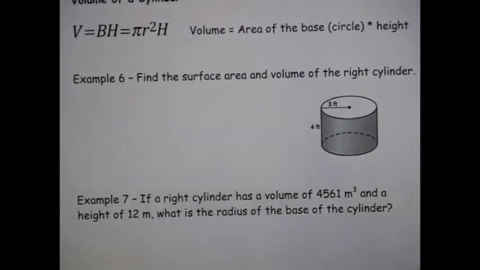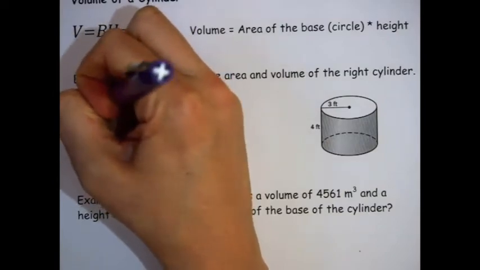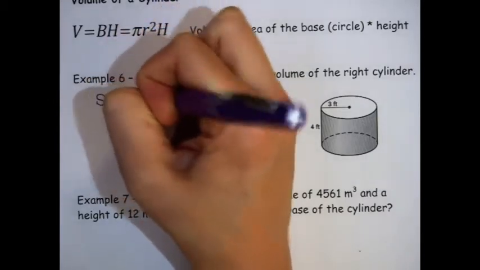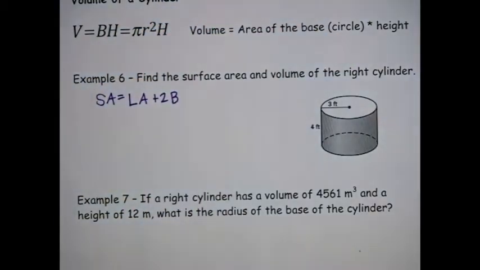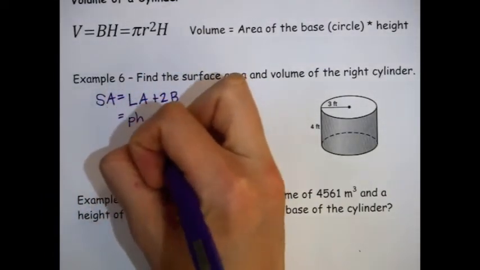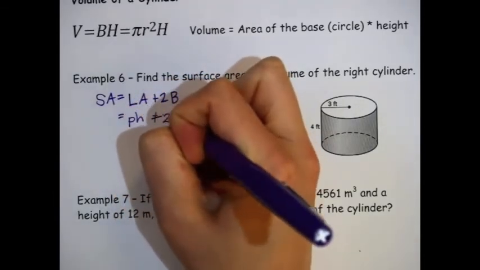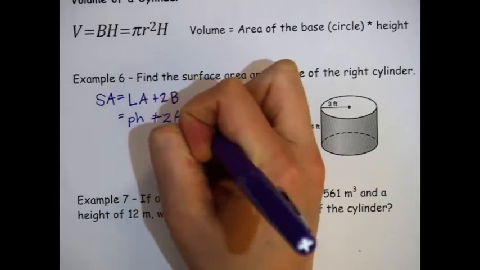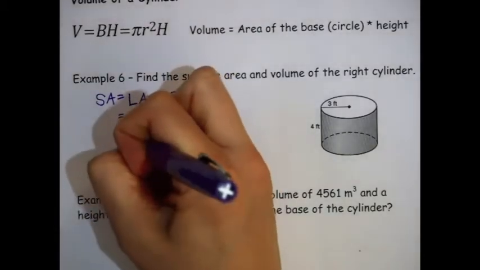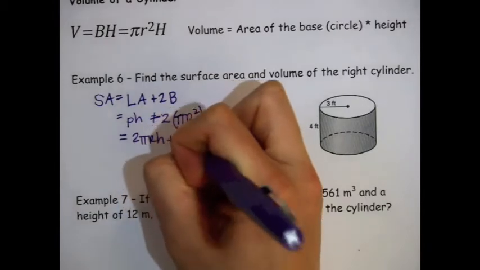Now I want to find the surface area and the volume of the right cylinder. So the formula for my surface area of a cylinder is still my lateral area plus 2 areas of my base. Well, here the lateral area is the perimeter times the height, and then the area of my base is pi r squared, times 2. Well, the perimeter of my base is the circumference, so that's 2 pi r times my height plus 2 pi r squared.